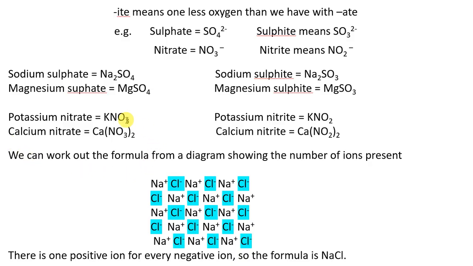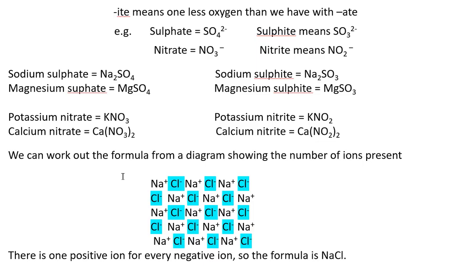Calcium group 2 will combine with the NO3-: calcium group 2, Ca2+, NO3-. I need 2 of the NO3s. I need my parenthesis. Calcium nitrite, exactly the same logic, only now I have the nitrite ion, NO2-, 1 less oxygen than there is with nitrate, NO3. Moving on a little bit.